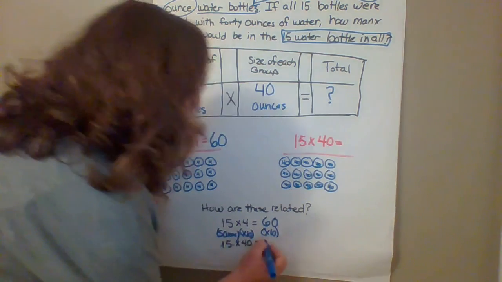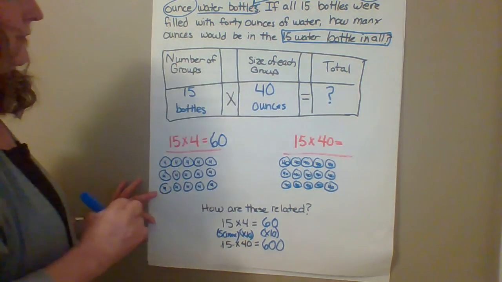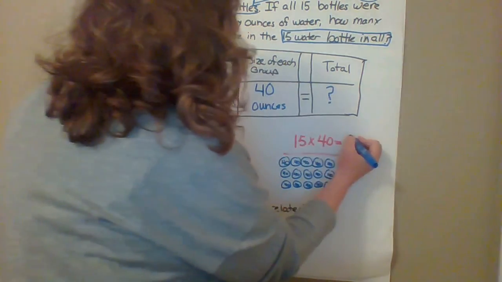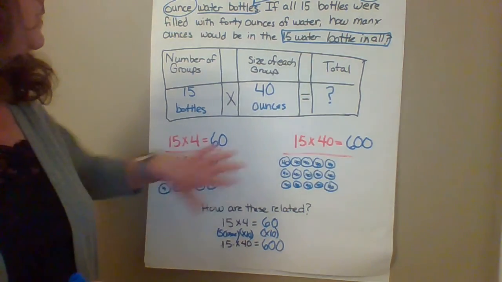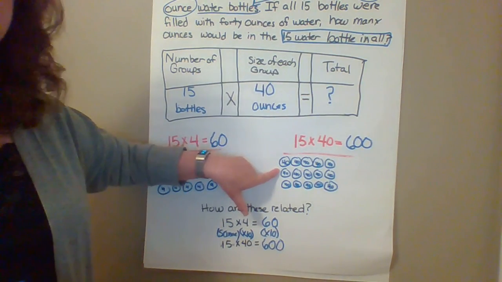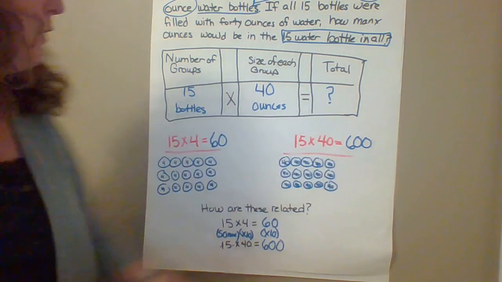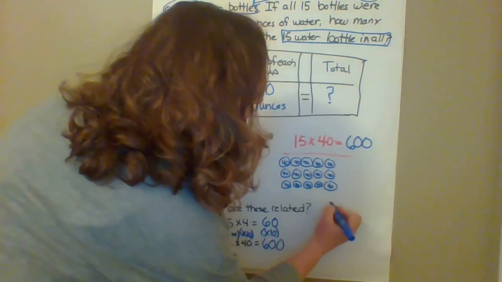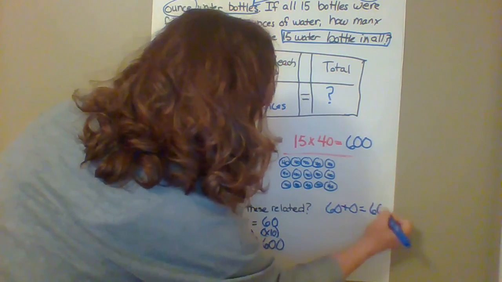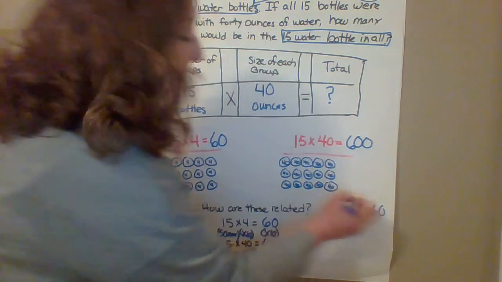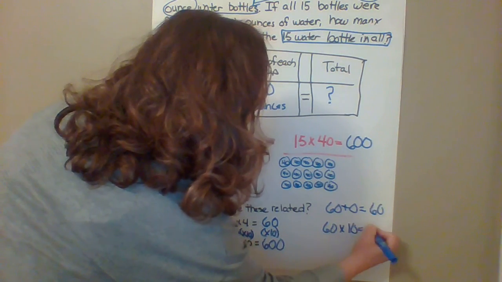So hopefully you've come up with 600. So 15 times 40 is 600. So the relationship between these two problems is that this was multiplied by 10. Did we just add a 0 onto the end of that? Nope. If people tell you, oh, take your 60 and just add a 0 onto the end, it's really 60. You're not doing that. You are actually multiplying by 10.